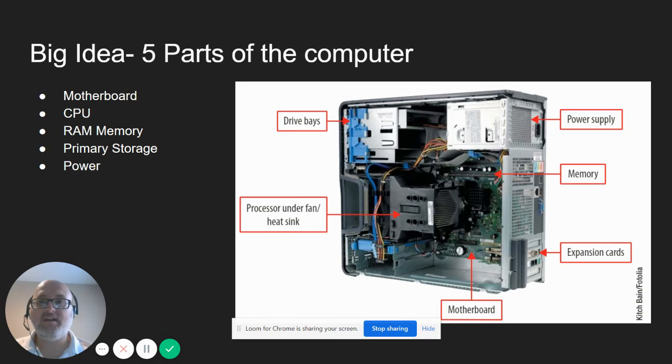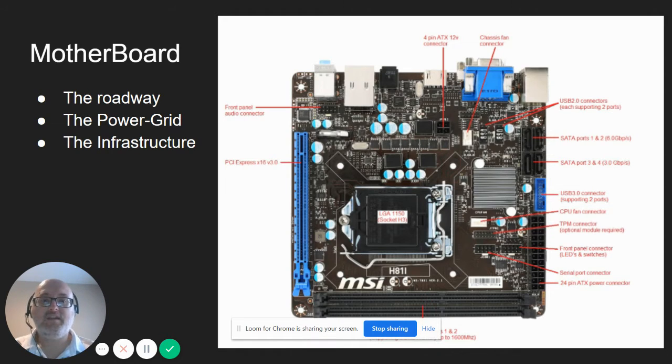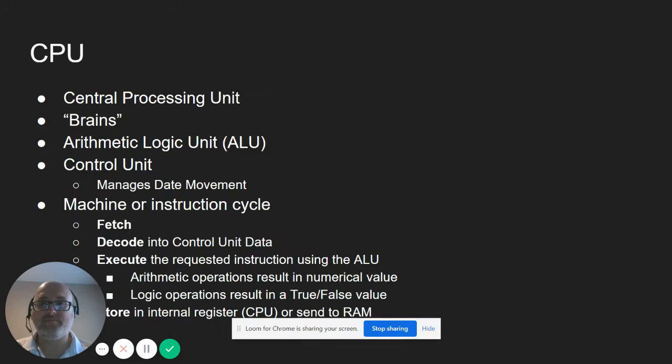And that's really it. The motherboard is how the mouse gets to the monitor. How does the paper that you're typing get to the printer? The motherboard really is the roadway, it's the power grid, it's the infrastructure, it's how everything connects together.